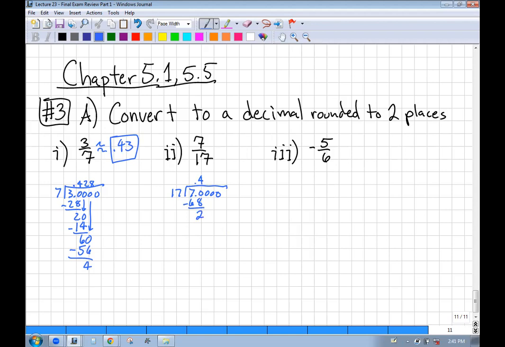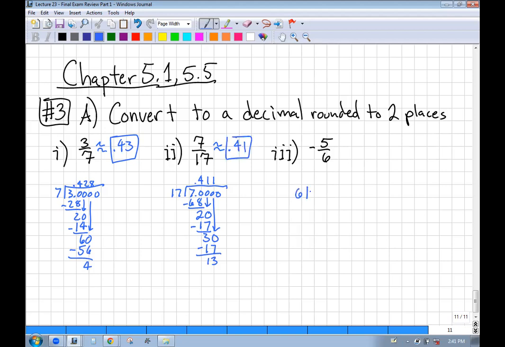Subtract, I get 2. Bring down the 0. 17 goes into 20 once. 17 goes into 30 once. This will be 13. So at this point, the 1 leaves that 1 alone. So this is approximately 0.41.